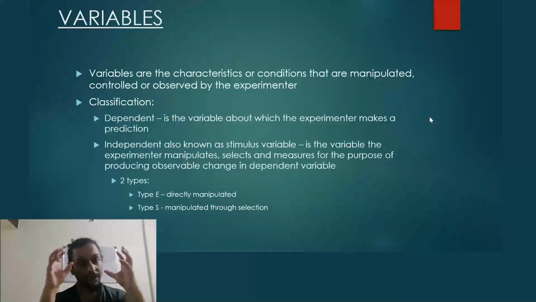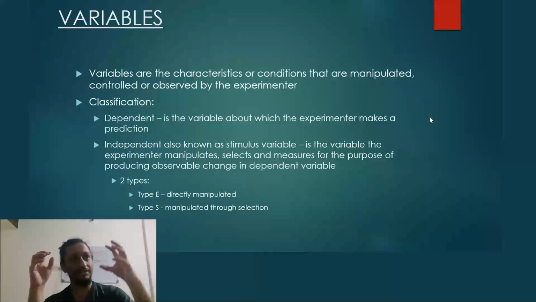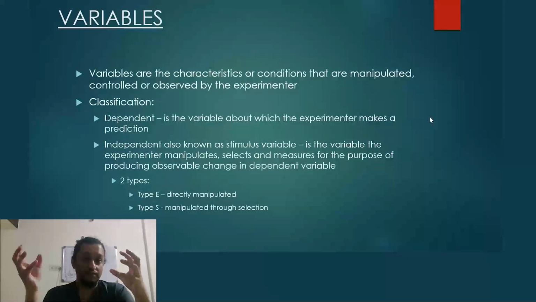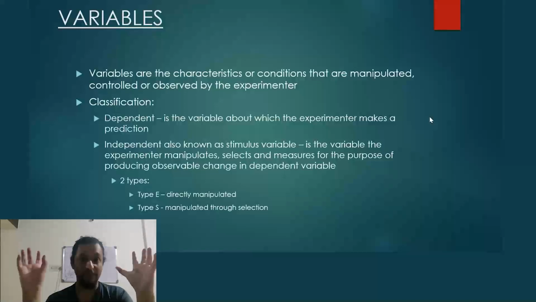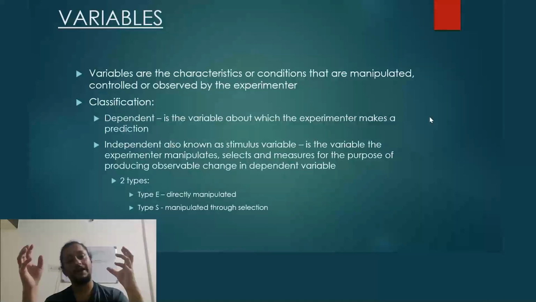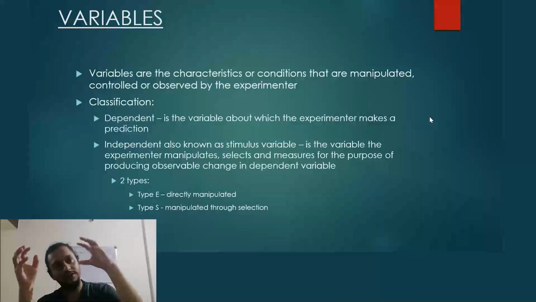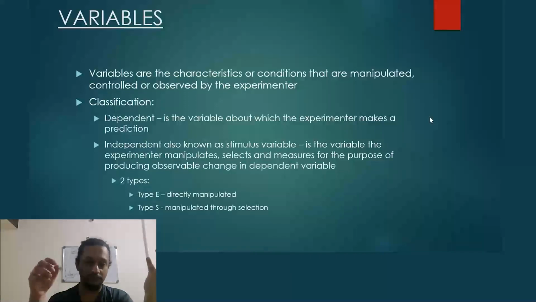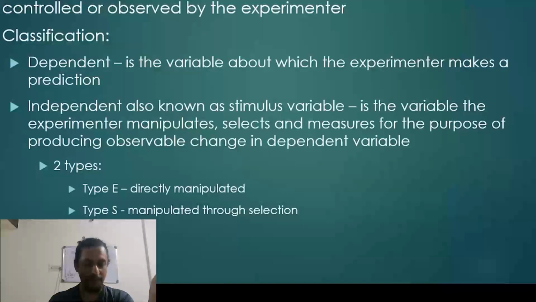Type E is something that you directly manipulate. So class 11 and 12, if you're trying to see the effect on student engagement, for instance, right, then that's a direct manipulation. In that, if you start looking for gender difference, age difference, socioeconomic background difference, then that's a type S form of independent variable. Okay.